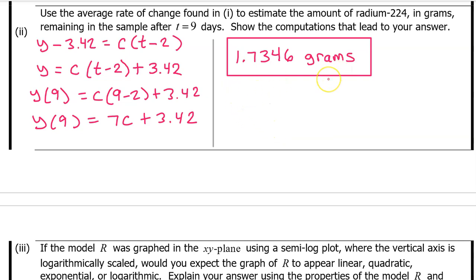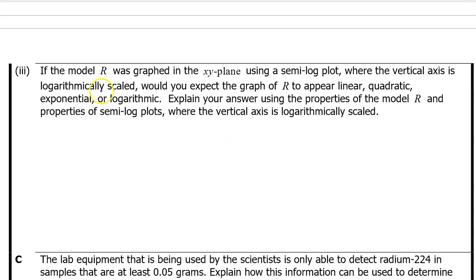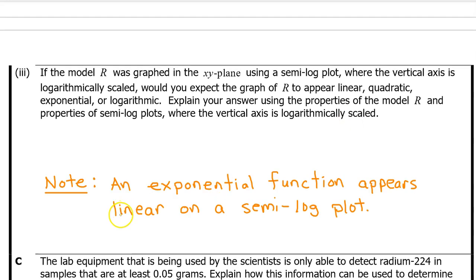Don't forget the units. B Part 3. If the model R was graphed in the xy plane using a semi-log plot where the vertical axis is logarithmically scaled, would you expect the graph of R to appear linear, quadratic, exponential, or logarithmic? Explain your answer using the properties of the model R and properties of semi-log plots where the vertical axis is logarithmically scaled. You may not have learned this yet because you don't learn about semi-log plots until the end of Unit 3. So I'm just going to tell you what you need to know.